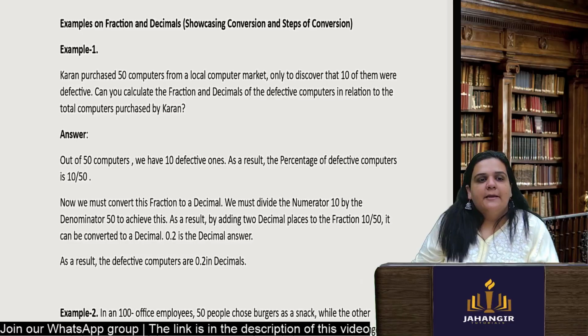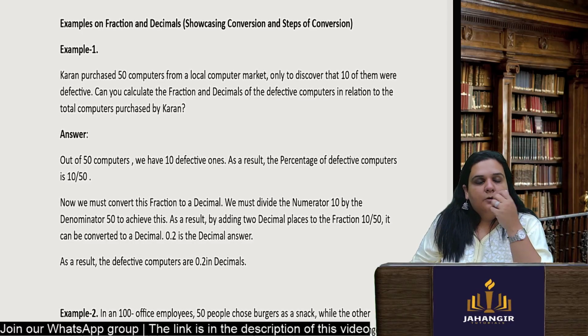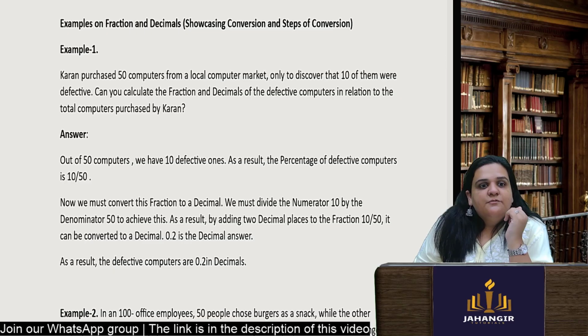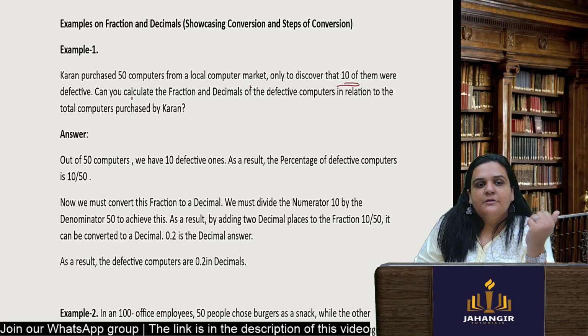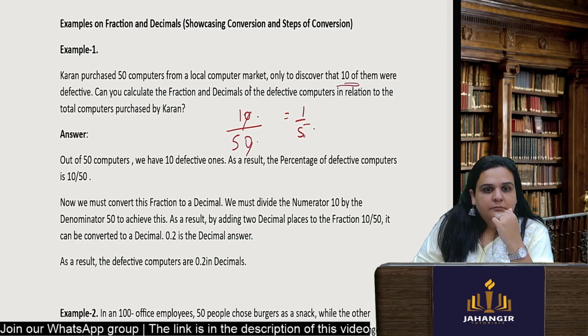Now there are certain examples on fractions and decimals. Say Karan has purchased 50 computers from a local computer market, only to discover that 10 of them were defective. Can you calculate the fraction and the decimal of the defective computers in relation to the total computers? How many are defective? 10 out of how many? 50. So this is the fraction. Basically we have the fraction of 1 by 5.